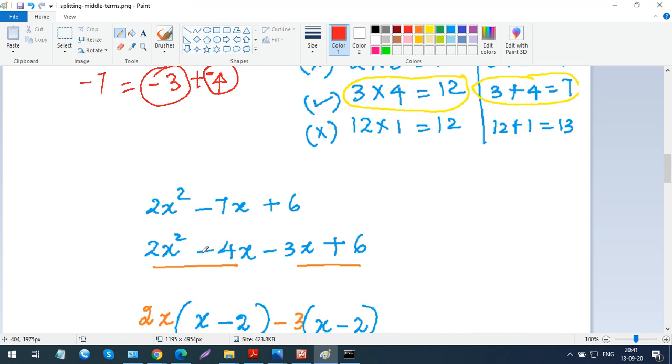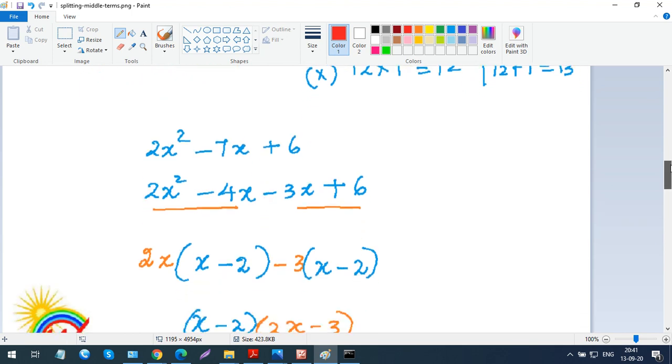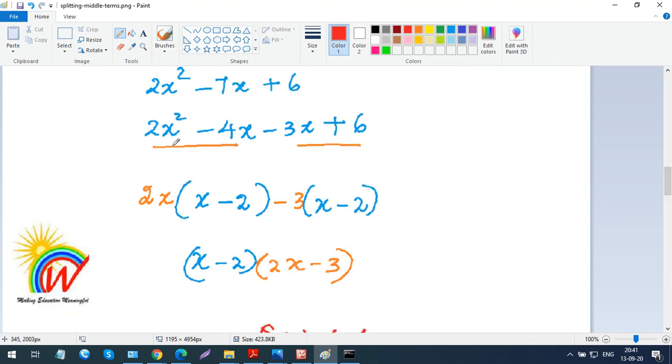Since it has got x attached to it, you will have to write x with the minus 4 and minus 3 also. So I will be writing minus 4x minus 3x. Now my next method is I group them into two parts, right? I finally end up getting four terms, so I group two terms each. So 2x square and minus 4x I take as one term, minus 3x and 6 I take as another term.